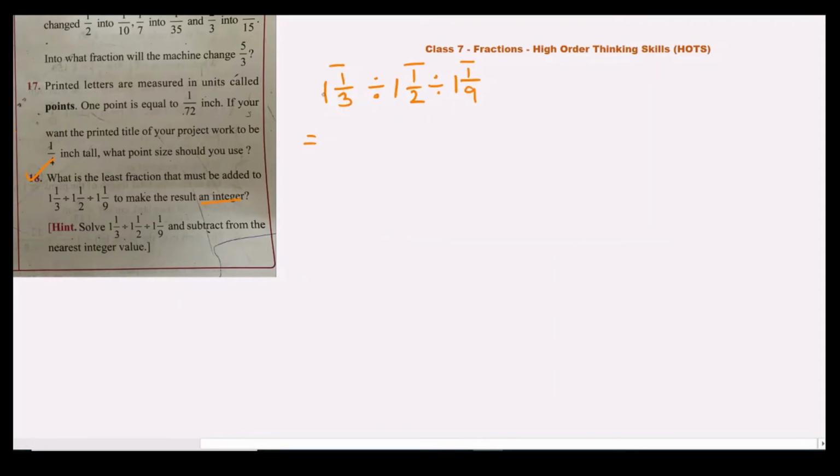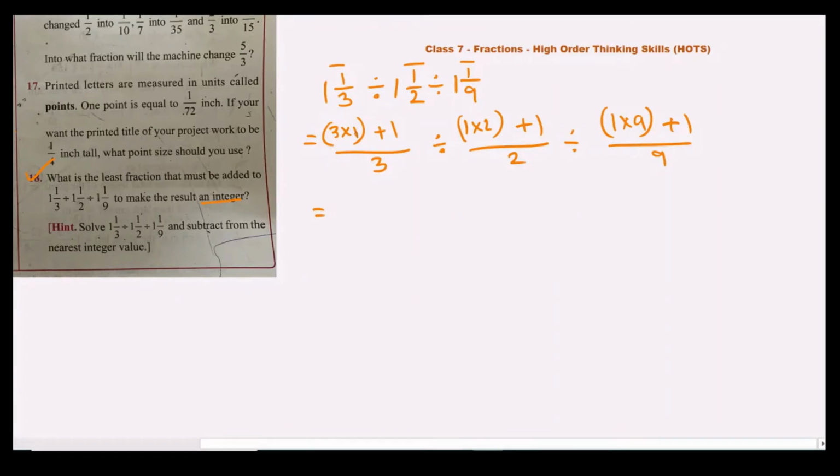You know very well, 3 times 1 is 3, plus 1, divided by 3, that is the first improper fraction. The second, 1 into 2 plus 1 divided by 2, again divided by 1 into 9 plus 1 by 9. So that is nothing but 3 times 1 is 3, 3 plus 1 is 4 by 3, divided by 2 times 1 is 2, 2 plus 1 is 3 by 2, divided by, again, this is 10 by 9. So that is equal to 4 by 3.